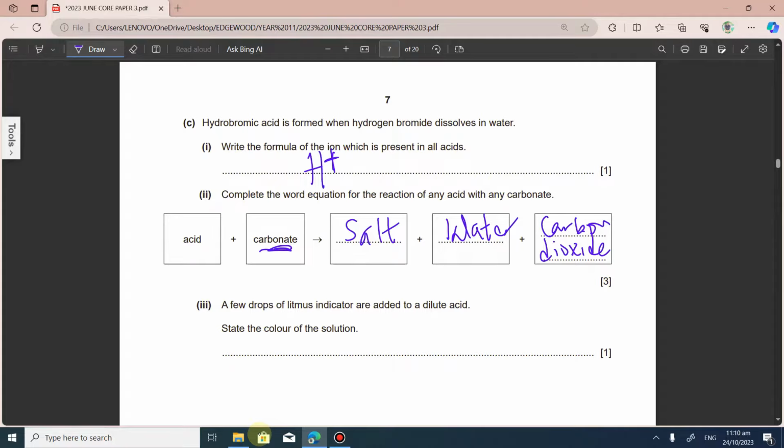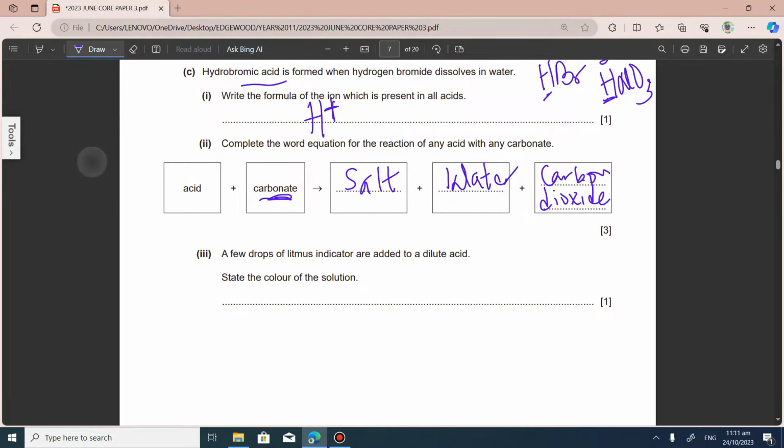Now remember, for this question, hydrobromic acid, all acids contain hydrogen. That's why we have examples of the acids such as hydrochloric acid, hydrobromic acid, sulfuric acid, nitric acid. You see, there is something common here, which is the presence of the hydrogen. So that's why this is hydrogen ion, in case there are any doubts about this.